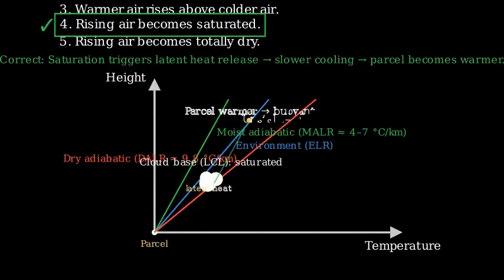Concept recap. Conditionally unstable means the environmental cooling rate is between the moist and the dry rates. Unsaturated parcels cool along the dry rate and are stable. Saturated parcels cool along the moist rate and can be unstable.